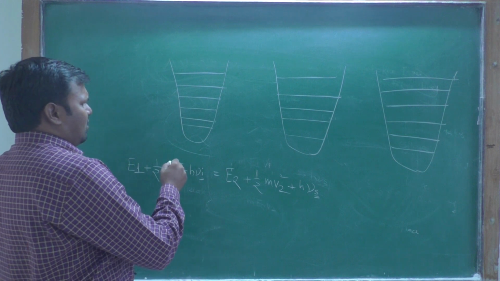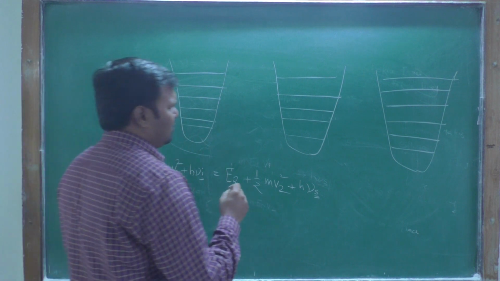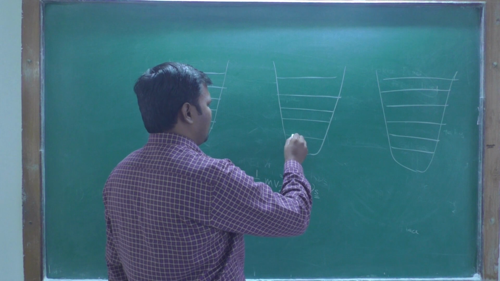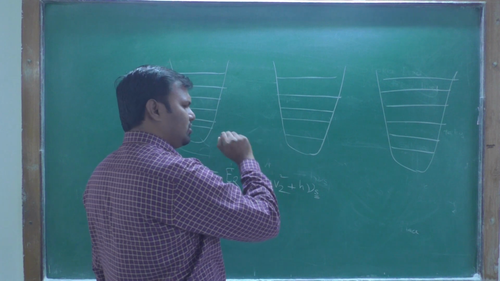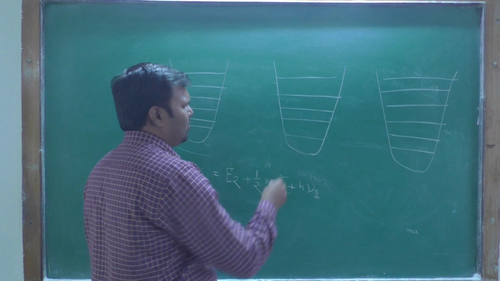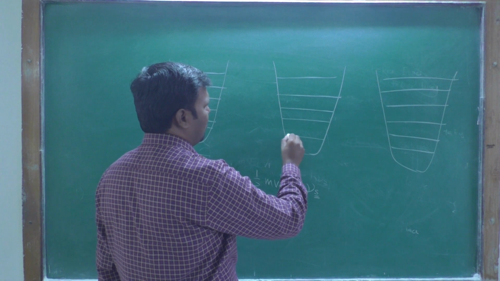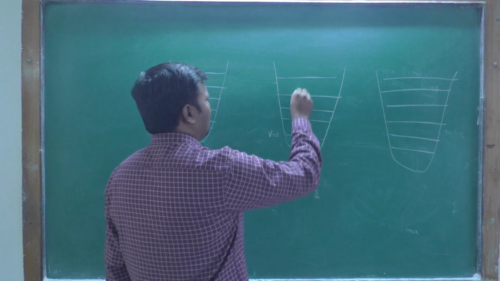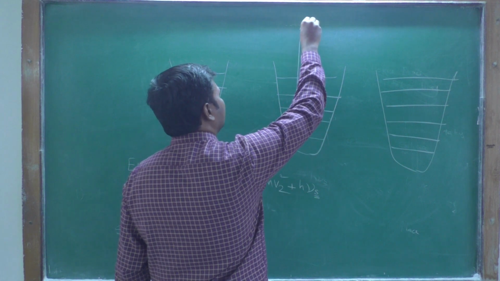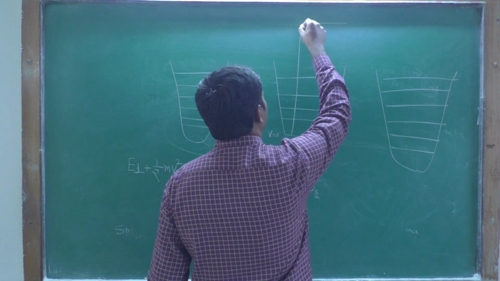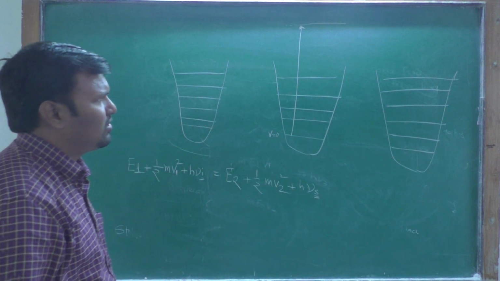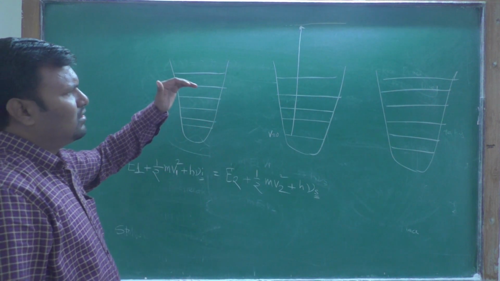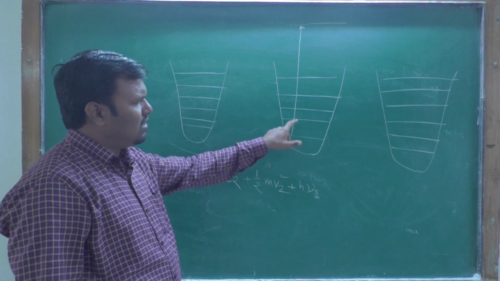Okay, suppose the incident light falls on the molecule. The molecule will be excited from the V equal to 0 state to a virtual excited state, that is a quasi-static excited state, which is not excited in the usual way.